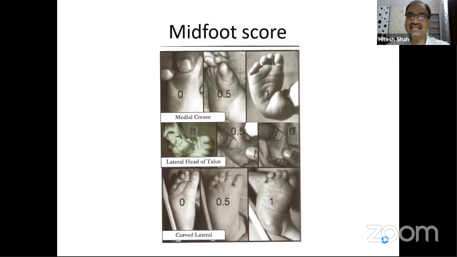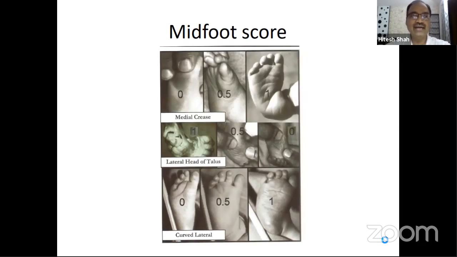If it is not touching the straight border at all with the lateral border, then it is 1. If the lateral border of the foot is touching the straight border, it would be called 0. If the forefoot is partially touching the straight border, it will be called 0.5.